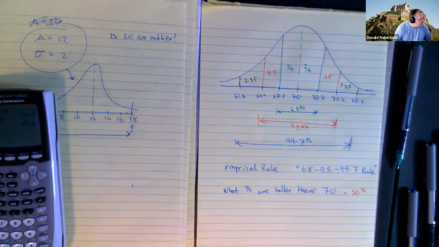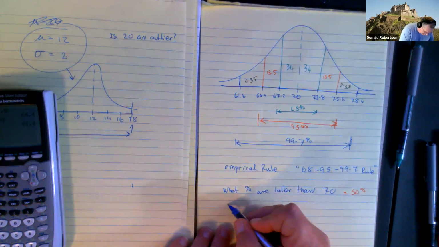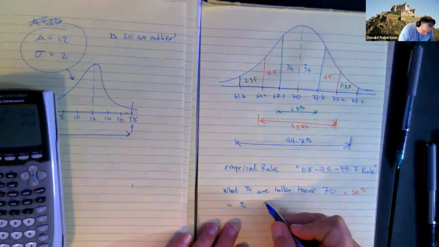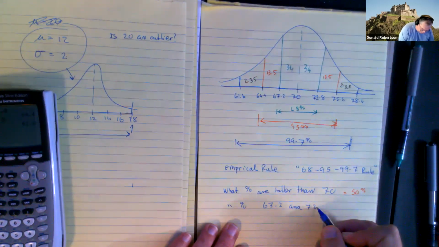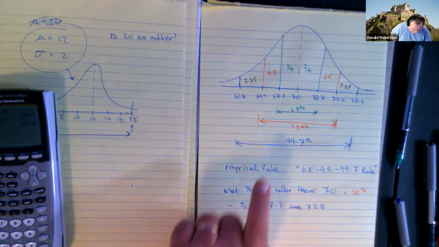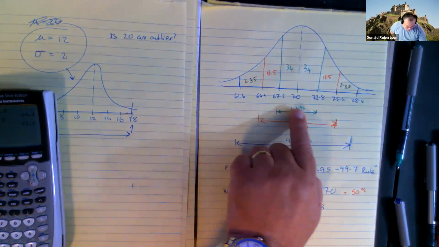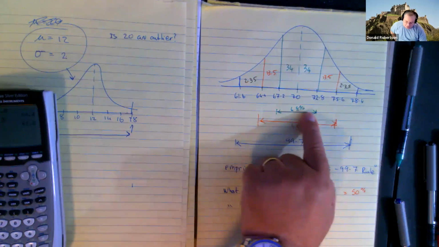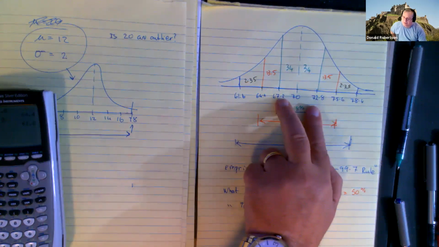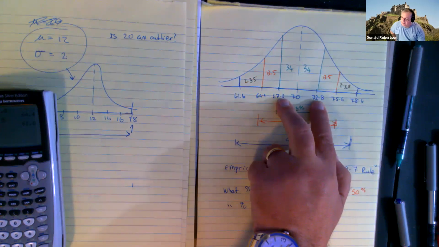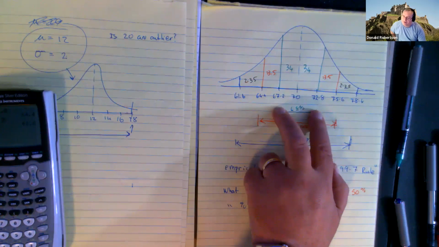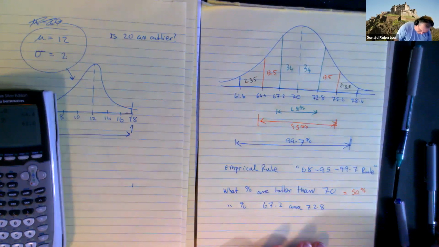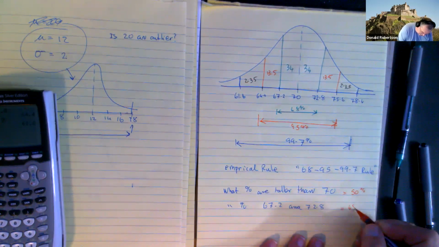Now, the next question, what percentage are shorter than that one? Next one is what percentage are between 67.2 and 72.8? Well, if you look at this picture, 67.2 and 72.8, isn't that the 68% of the people? From there to there. So what percentage of people have a height between that number and that number? One standard deviation. The answer is 68%.